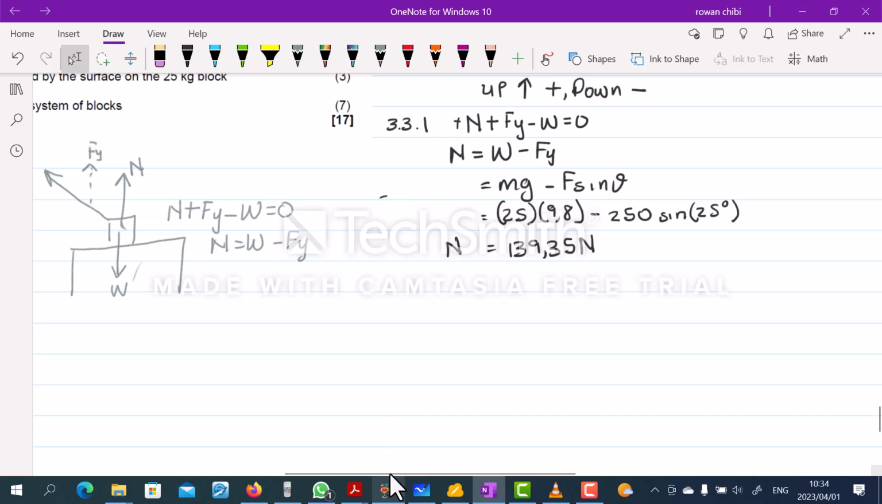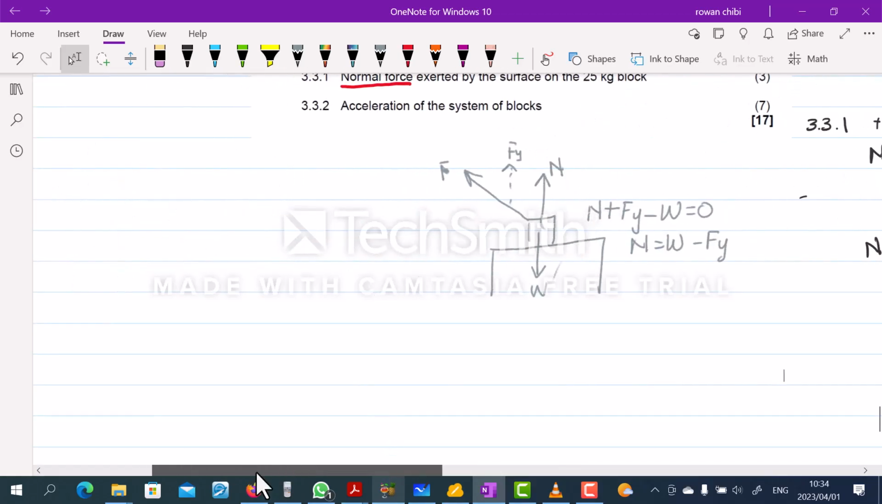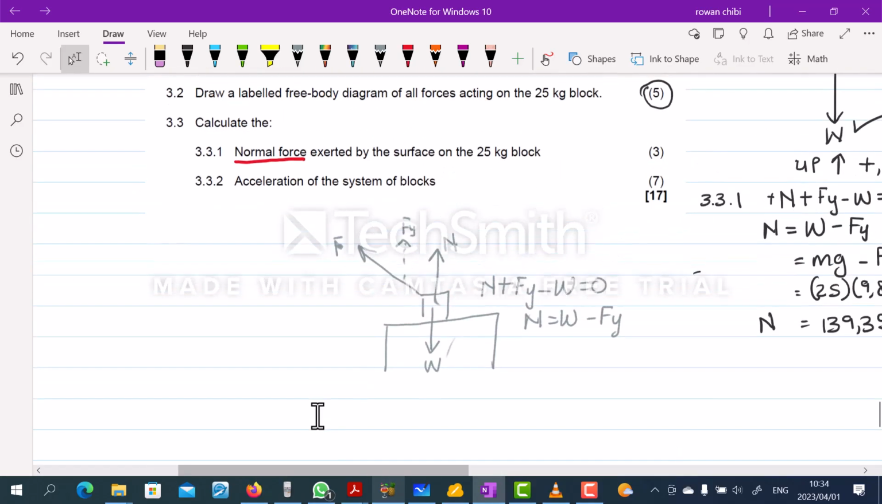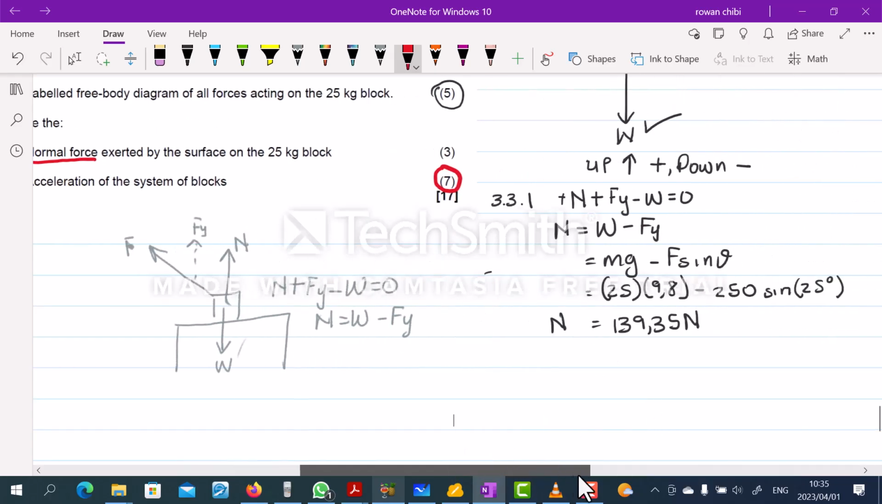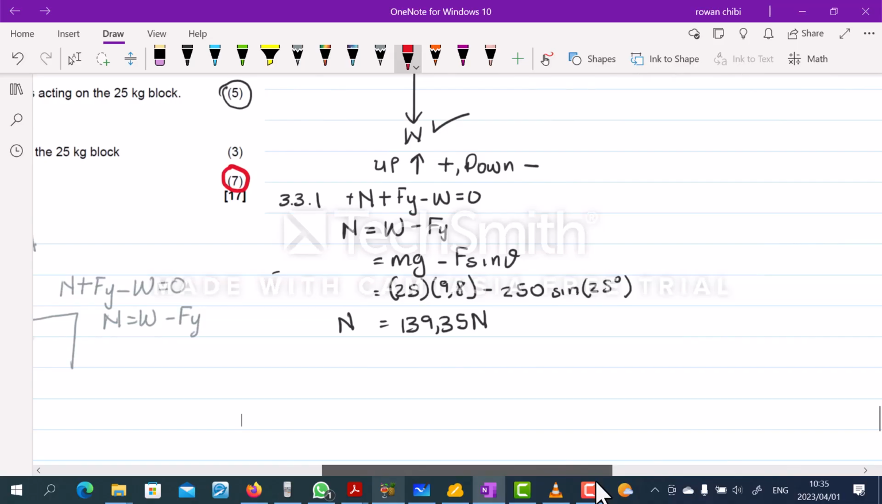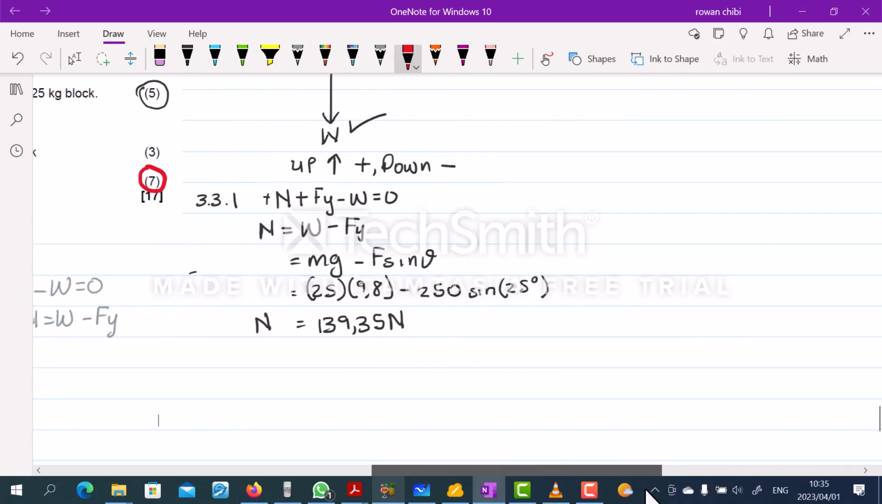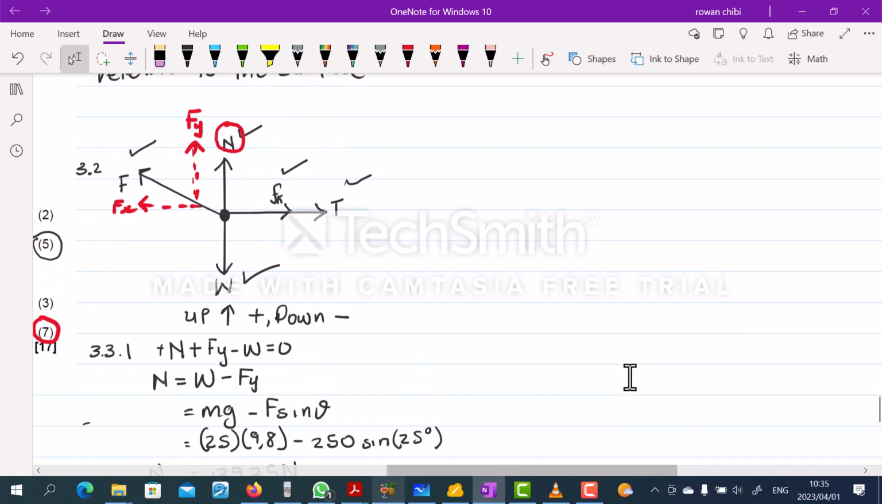Then let's quickly go to the next question. The next question says, calculate the acceleration of the system of blocks. Now you look at the number of marks there. It is 7 marks. So surely we are going to use simultaneous equations here to find the acceleration of these two blocks. So let us see now.